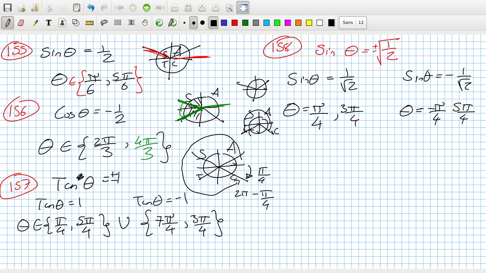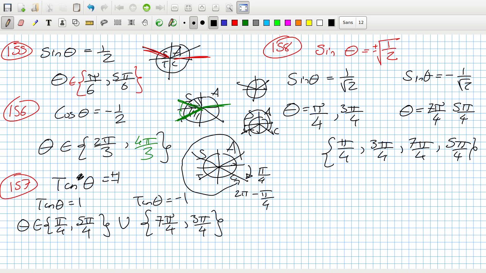And then it's the exact same situation as question 157. Minus pi over 4, you can convert that into 7 pi over 4. So the four answers are pi over 4, 3 pi over 4, 7 pi over 4, and 5 pi over 4. And like I said, if you want to check the answers, just type it in on the calculator.